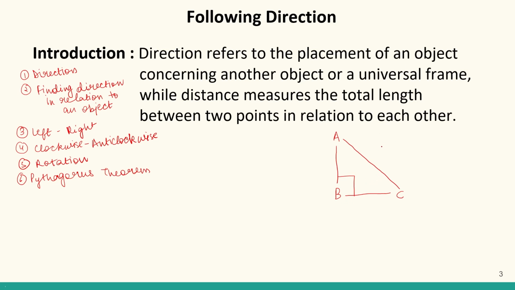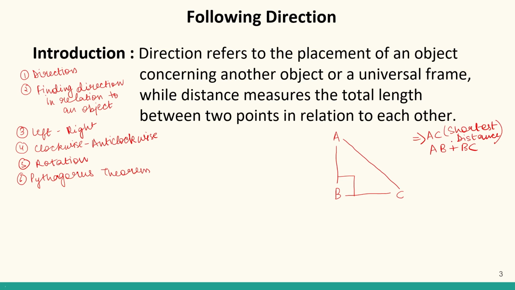So Pythagoras theorem says, if I have to find the shortest distance between A and C, there's one way, either AC is the distance, or I can say AB plus BC will be the distance between A and C. Which will be the shortest distance? AC will be the shortest distance, right? This will be the shortest distance.